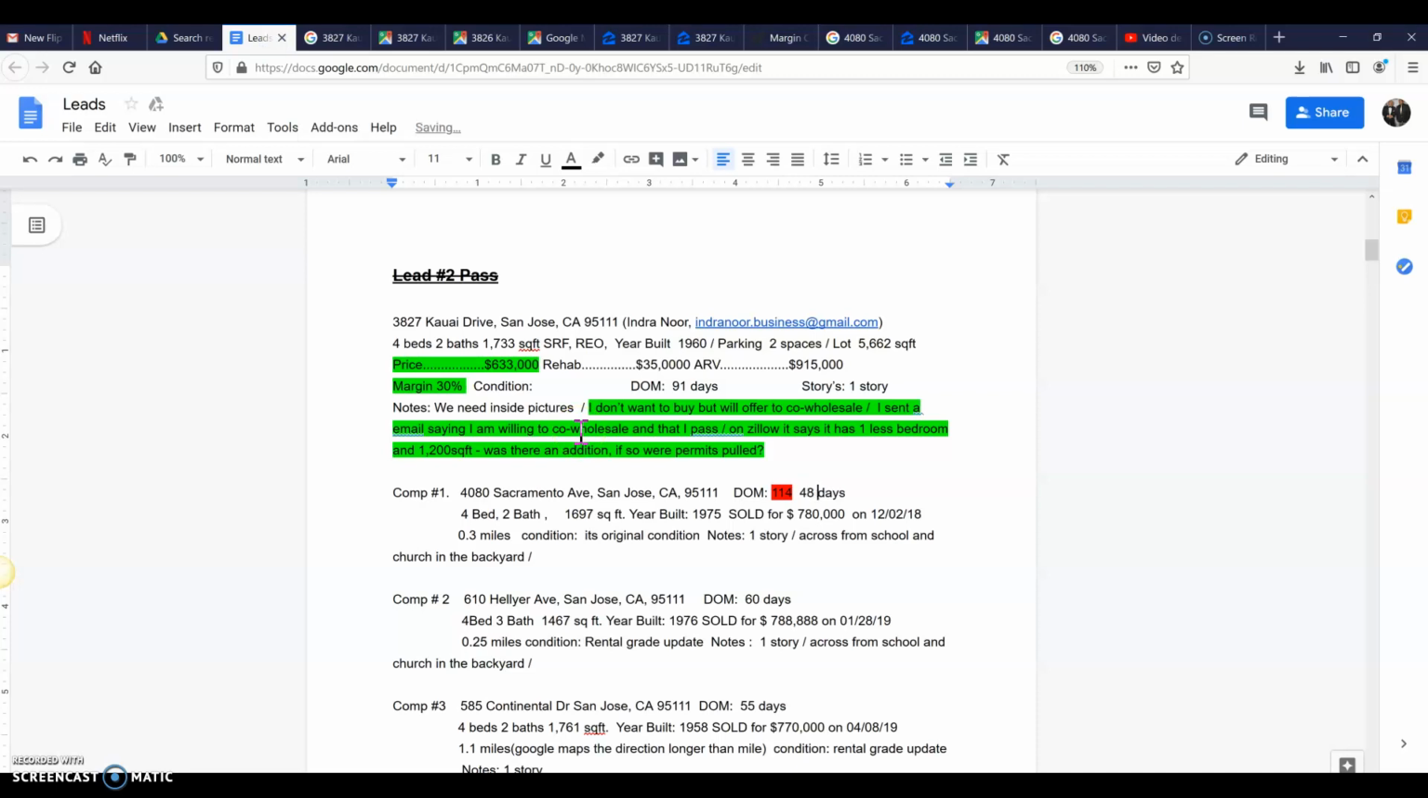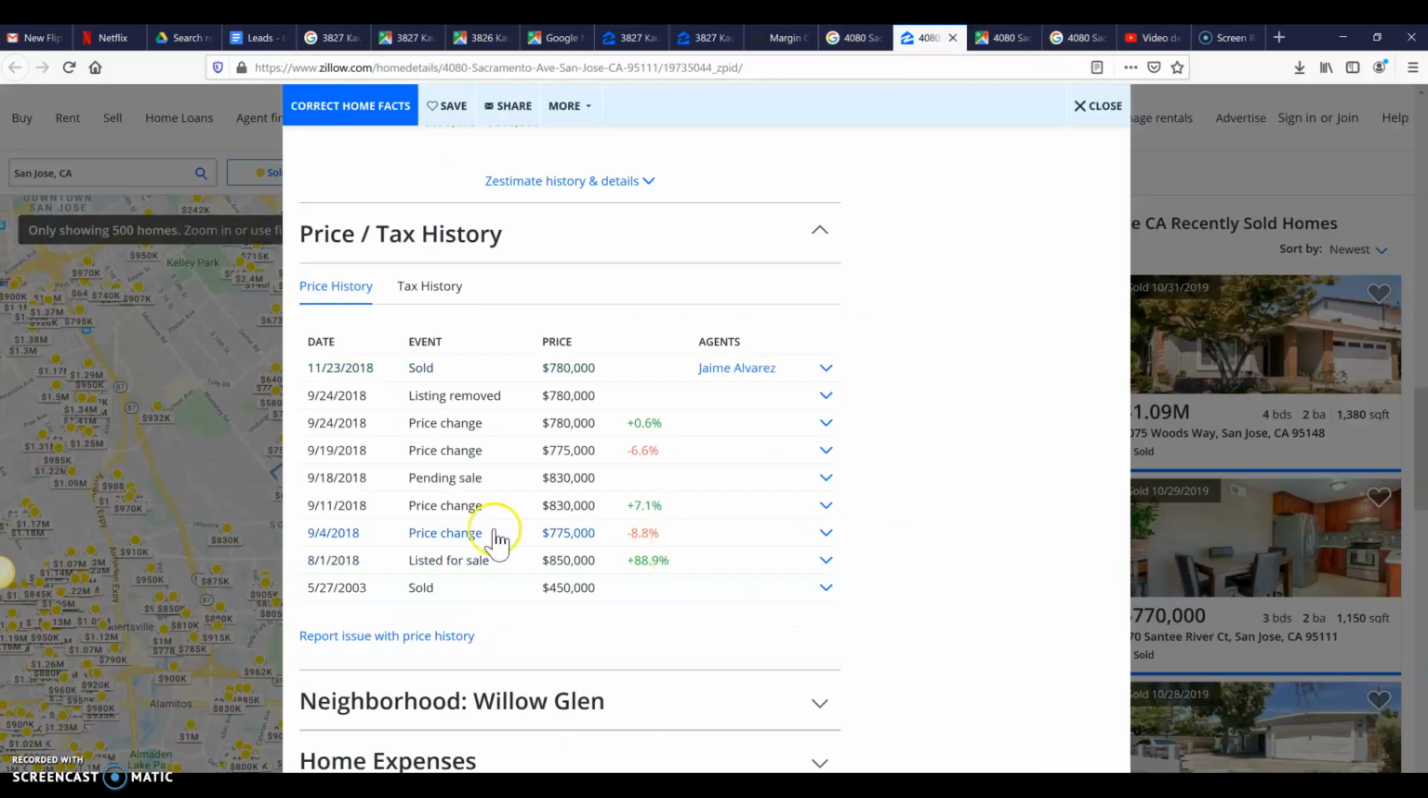And then I'm going to put Zach as like kind of like a stamp, right? So who put it there? I put it there. Okay, so 48 days on the market.